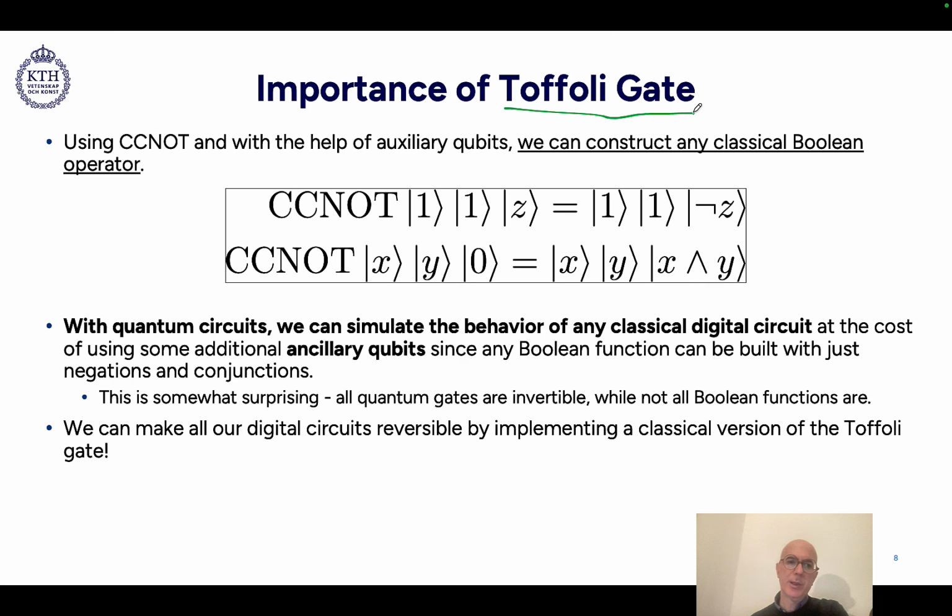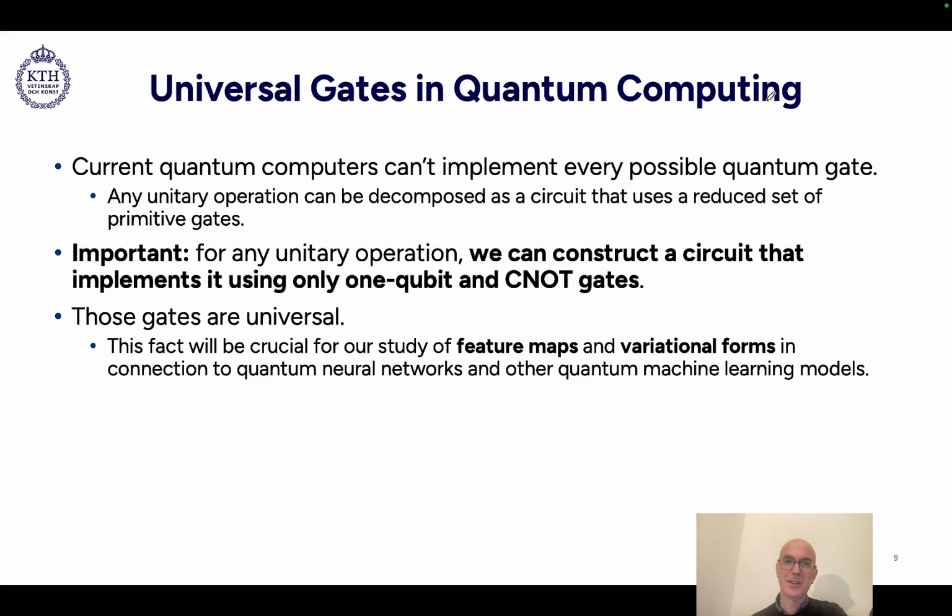And what is special about this? Well, what is special is that the Toffoli gate, as all the quantum gates, is reversible. So the Toffoli gate allows us to implement reversible versions of classical gates whose direct implementation is not reversible. So we can make all our classical digital circuits reversible by implementing a classical version of the Toffoli gate.